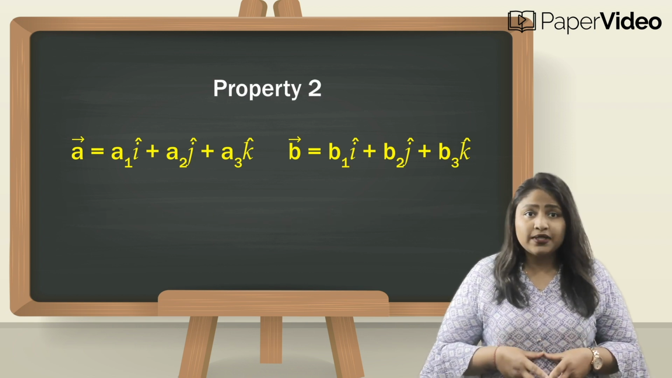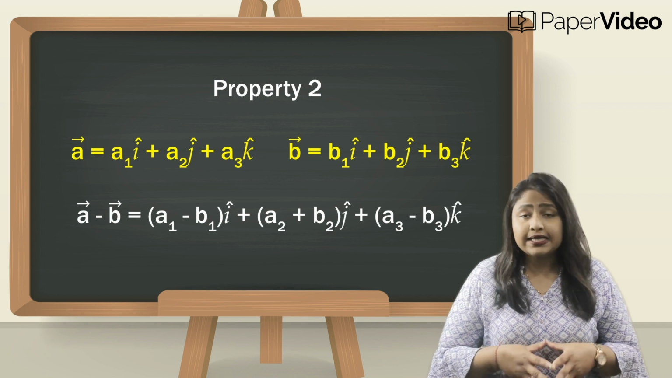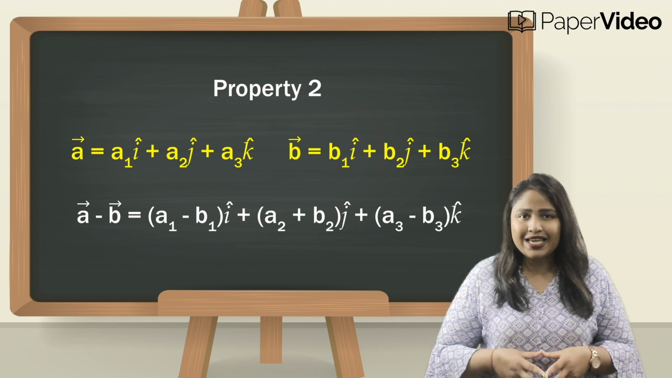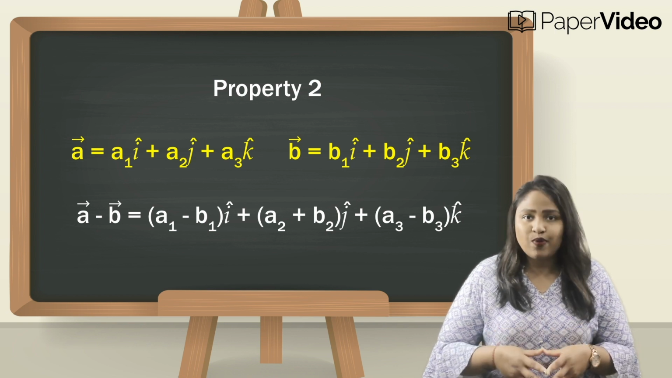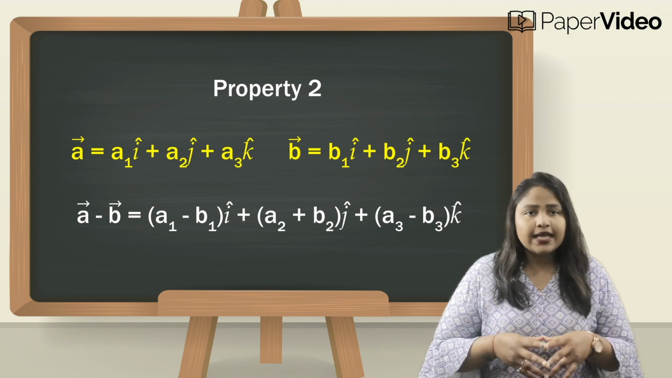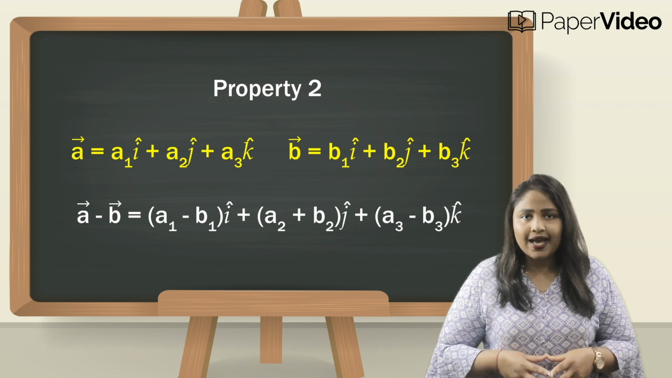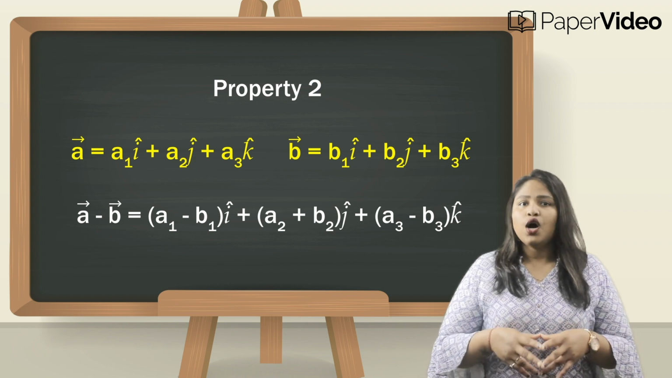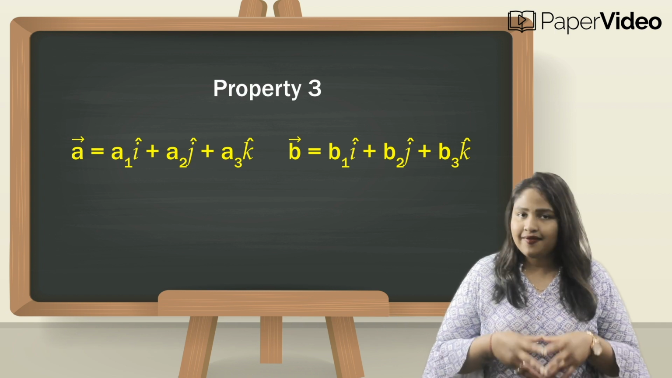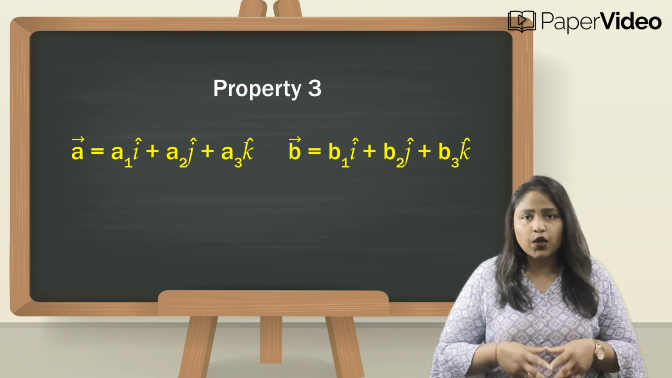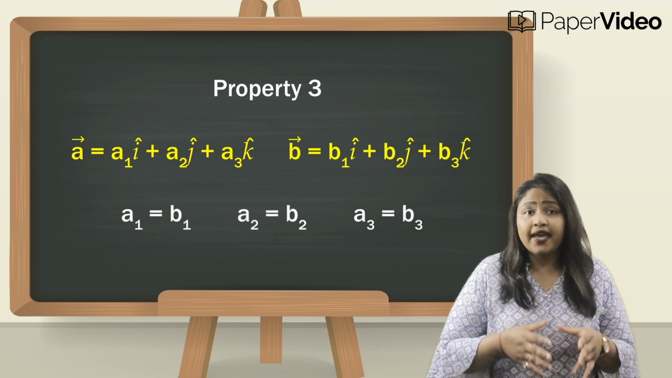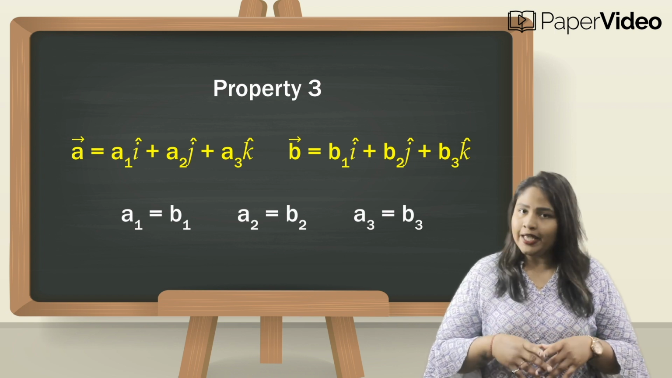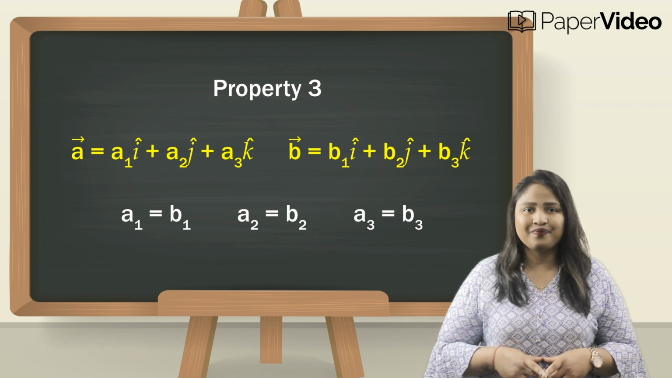According to the second property, the difference of vectors A and B is given by vector A minus vector B equals (a1 minus b1) i cap plus (a2 minus b2) j cap plus (a3 minus b3) k cap. According to the third property, the vectors A and B are equal if and only if a1 equals b1, a2 equals b2, a3 equals b3.